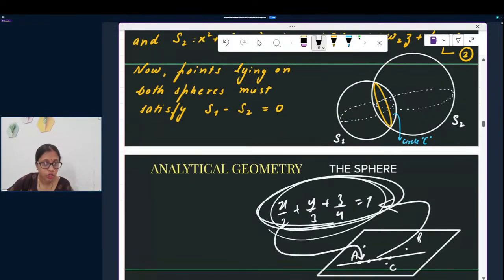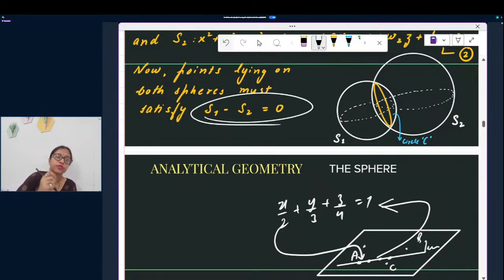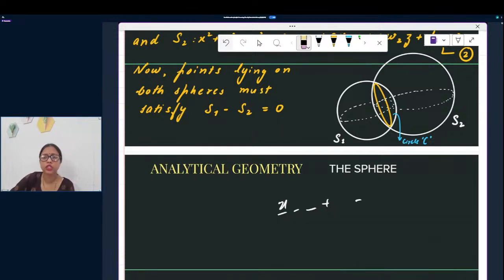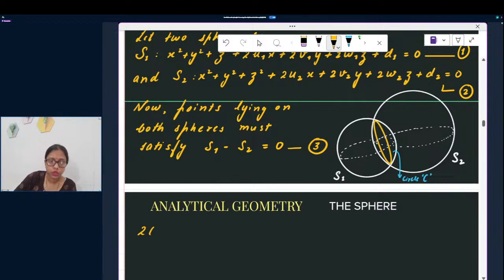This is the equation of something which contains that line. So, beta, this is the equation of something that contains that circle. Okay, now what is that something? In three dimensions, you can simply think it through also. Let's find out S1 minus S2. Obviously the x square cancels, y square cancels, everything cancels, and I'm left with 2(u1 minus u2)x plus 2(v1 minus v2)y.